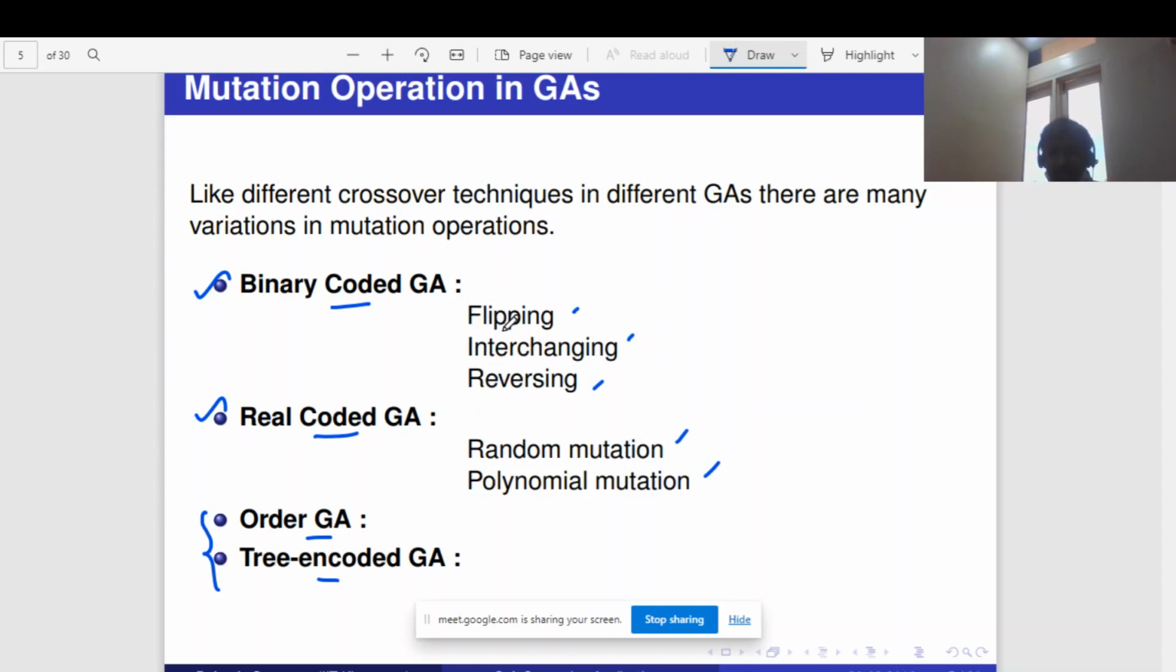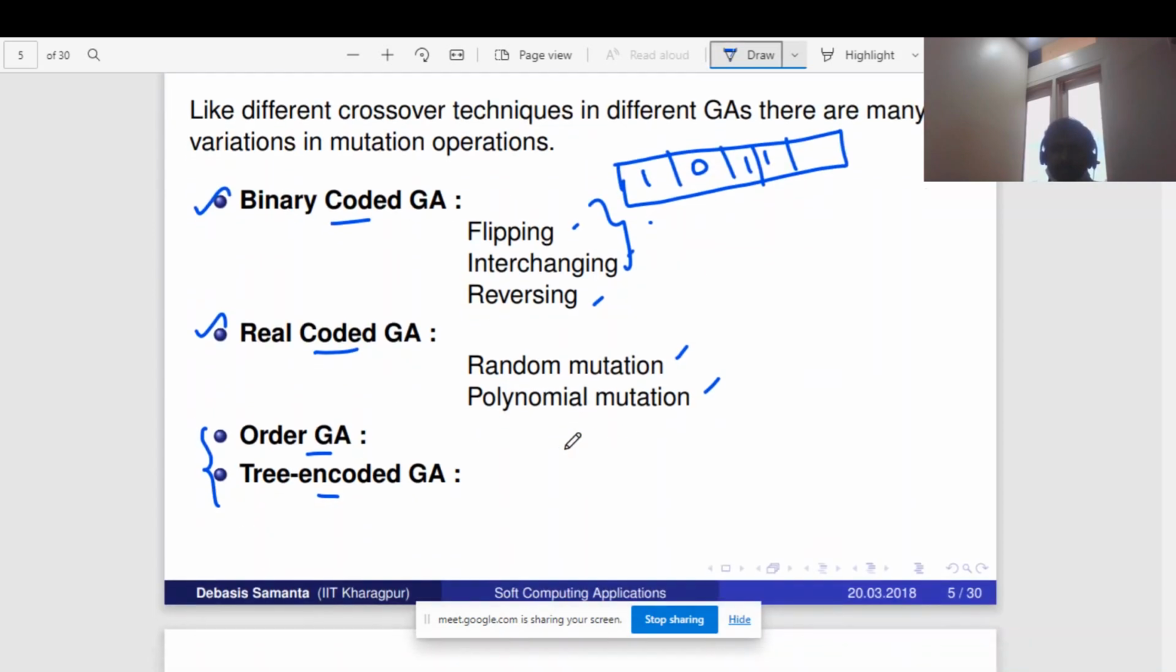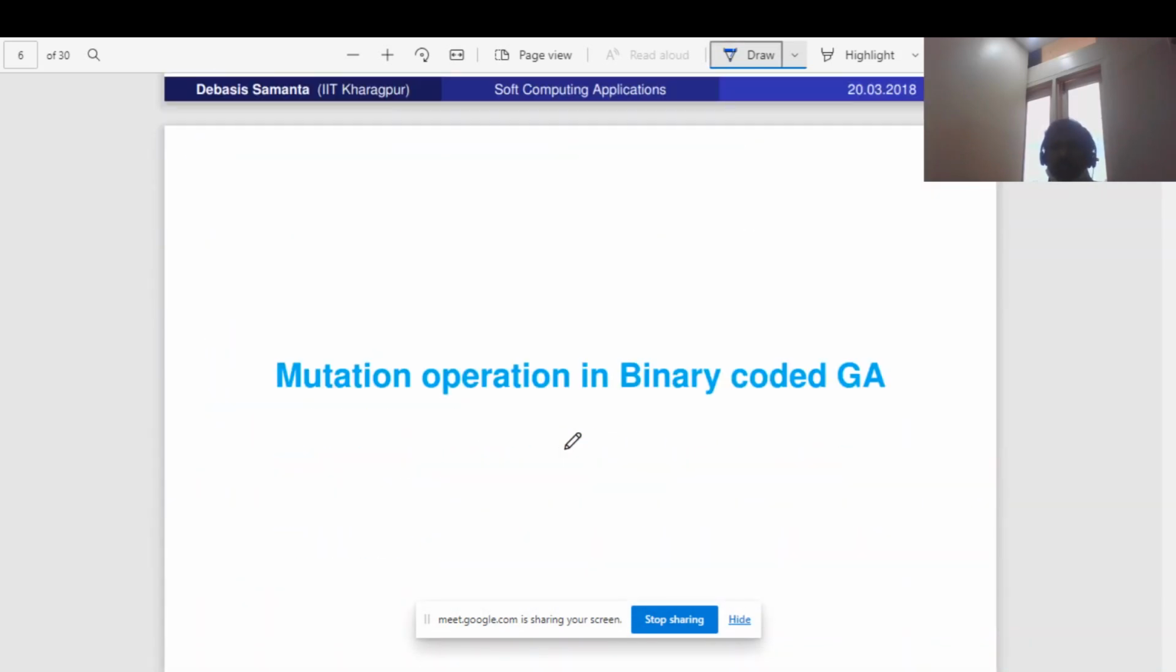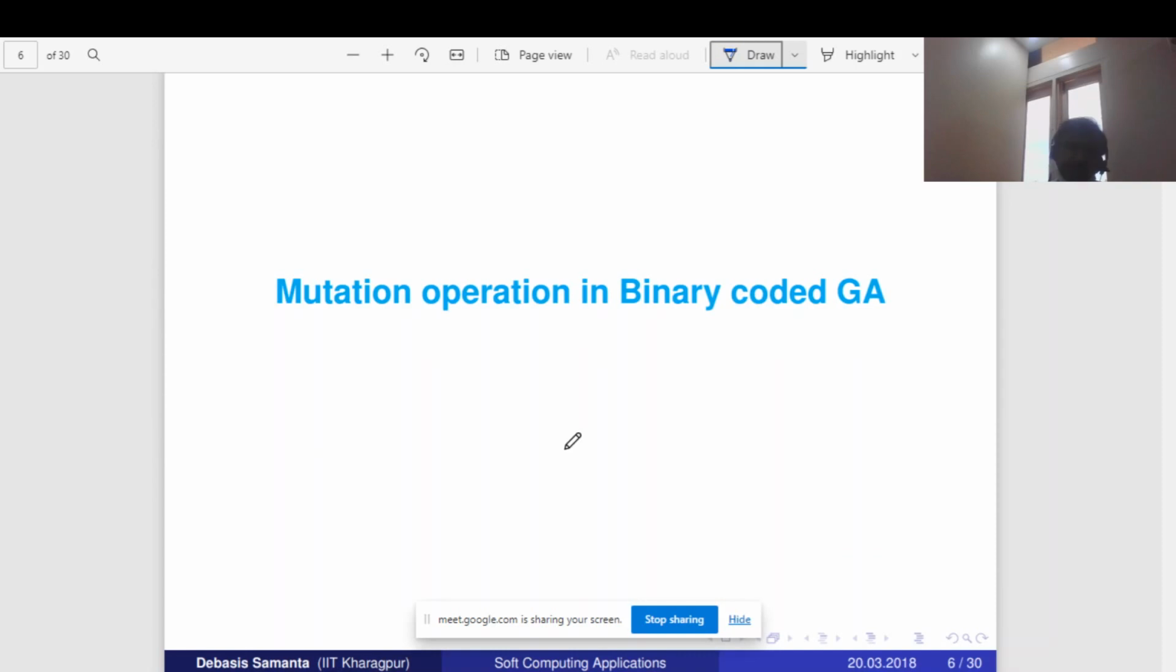The first 3 techniques, flipping, interchanging and reversing, are applicable only for binary coded GA. That is, if the chromosome is a combination of zeros and ones, then these 3 techniques are applicable. If the chromosome is a real value, then you have to follow either random mutation or polynomial mutation. So let us first concentrate on how the mutation operation is done in binary coded GA.